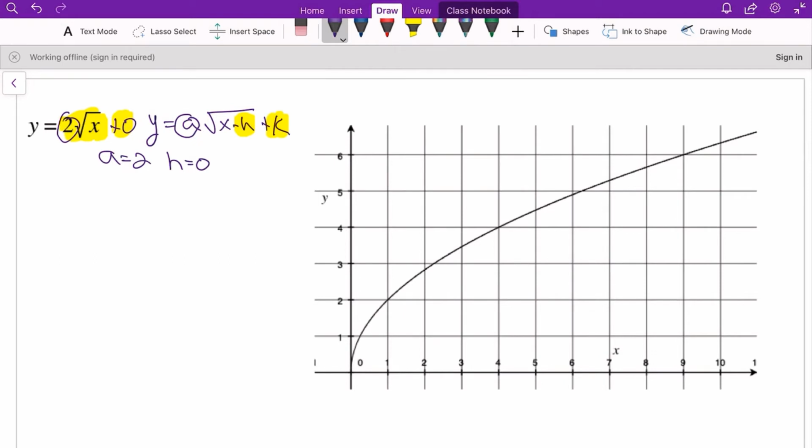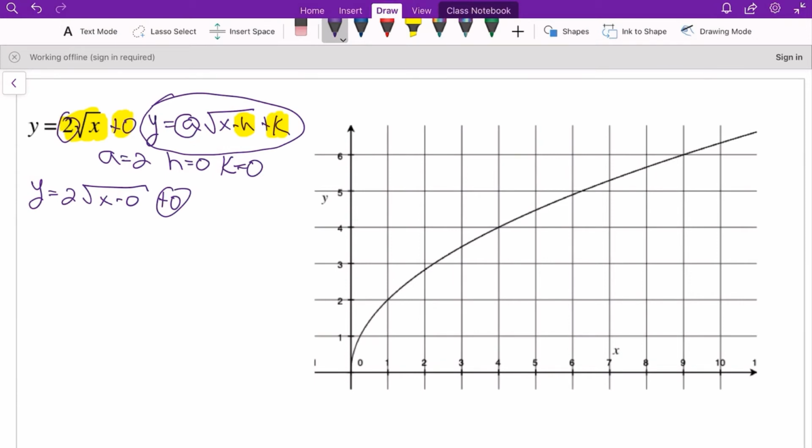So if we wanted to write this officially and formally, this would be y equals 2 times the square root of x minus 0 plus 0. That's if we wanted to use this type of notation. So that means that h is 0 and k is also 0.